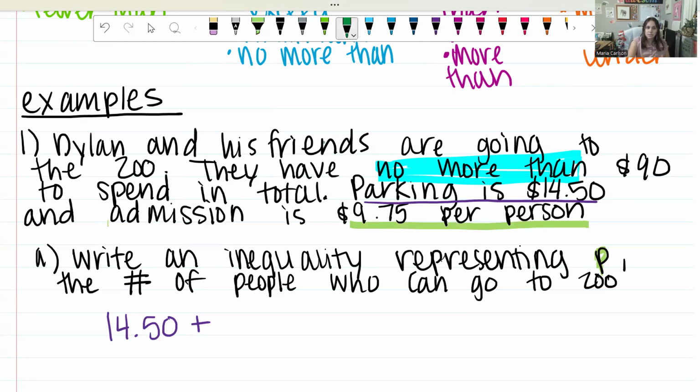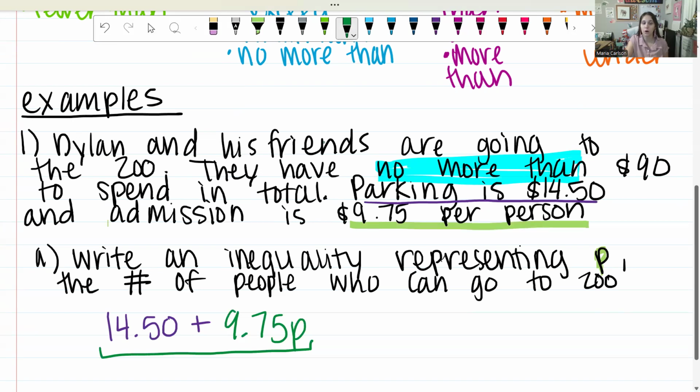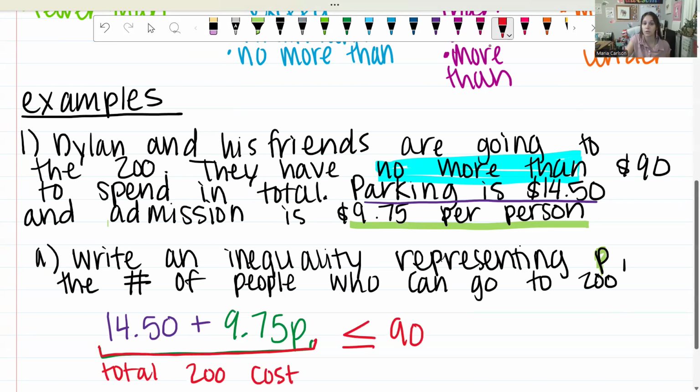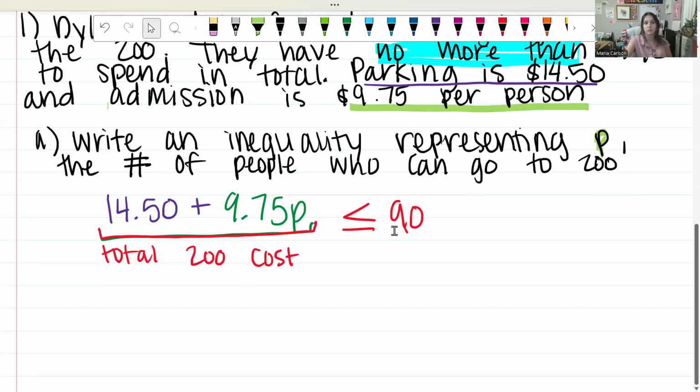So this means we can multiply 9.75 times P, the number of people that are going. If 2 people go, we multiply 9.75 times 2. And this needs to be this cost in total, right? Their total cost of going to the zoo needs to be no more than $90. So they can't spend $91, $92, $93. It needs to be less than or equal to 90. So our inequality would be 14.5 plus 9.75 with P, and that is less than or equal to 90.